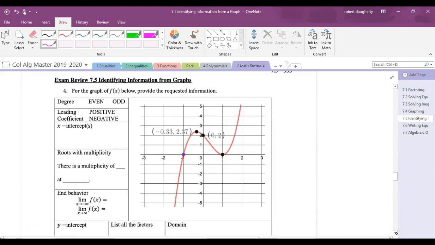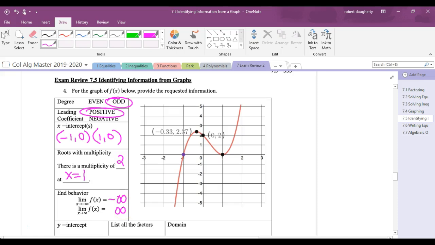So continuing on, we have a polynomial here. This guy, I can tell it's an odd degree. It's a positive coefficient. It has x-intercepts at negative 1, 0 and also at 1, 0. It does not cross the axis at 1, so I know there's a multiplicity of 2 at x equals 1. Now, end behavior: as I go to the left, it goes to negative infinity. As I go to the right, it goes to positive infinity.